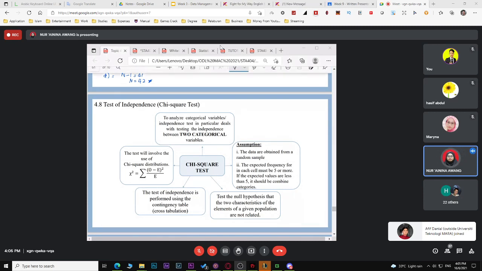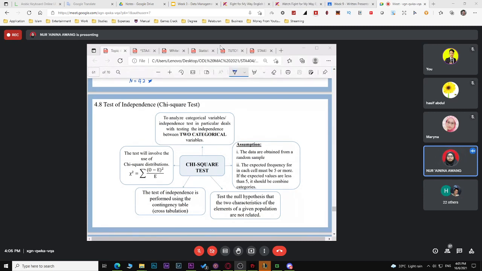So these are the assumptions for the chi-square test. The first one is that the data is obtained from a random sample, and the second one is that the expected frequency in each cell must be 5 or more. The expected frequency is denoted as E. So this is our expected frequency. How to find the expected frequency, I will show you later.